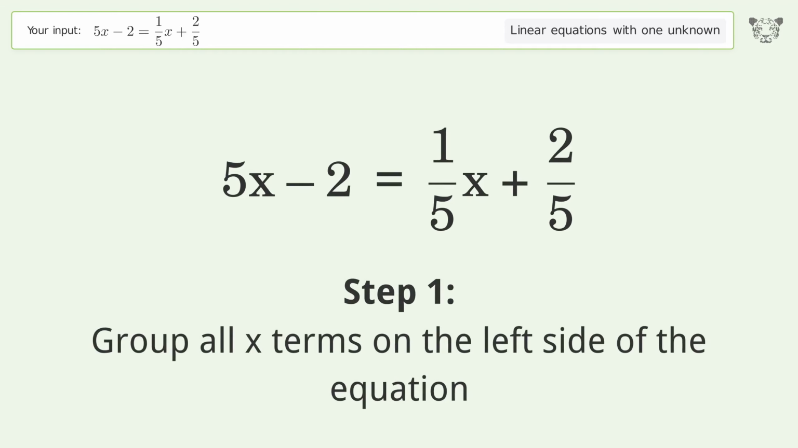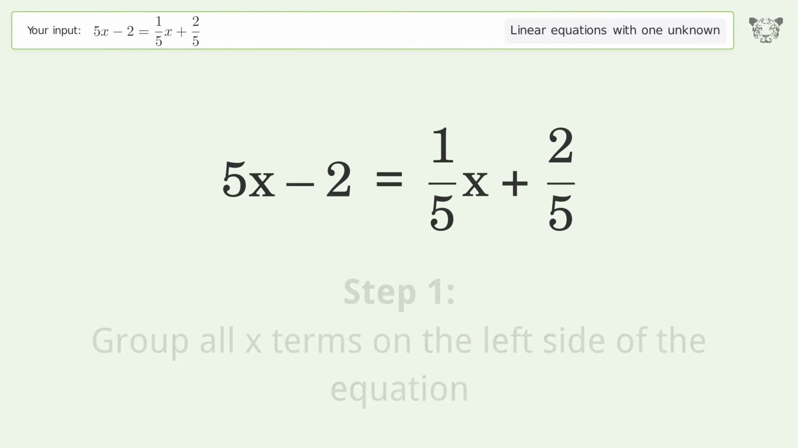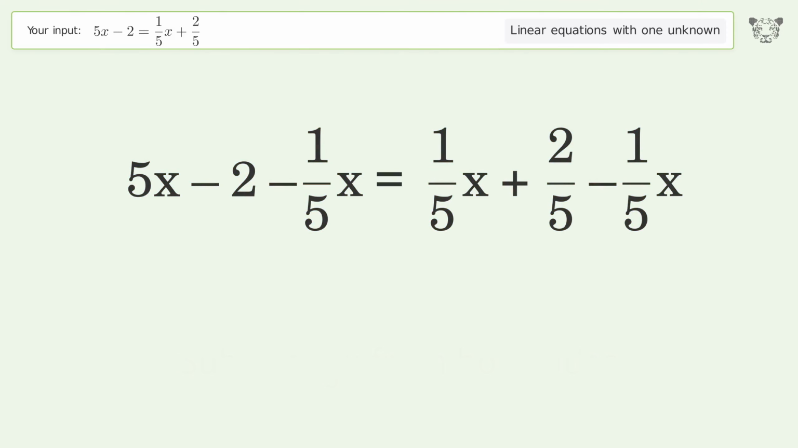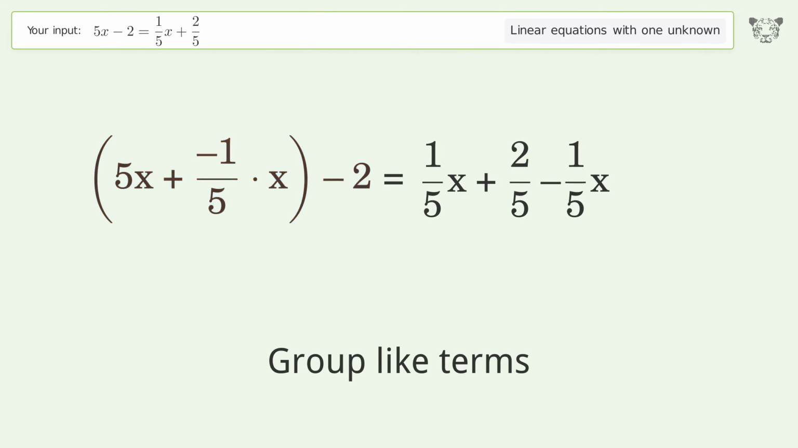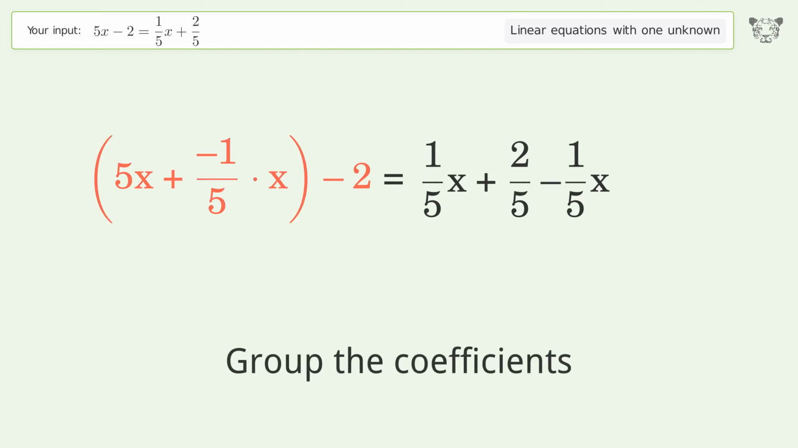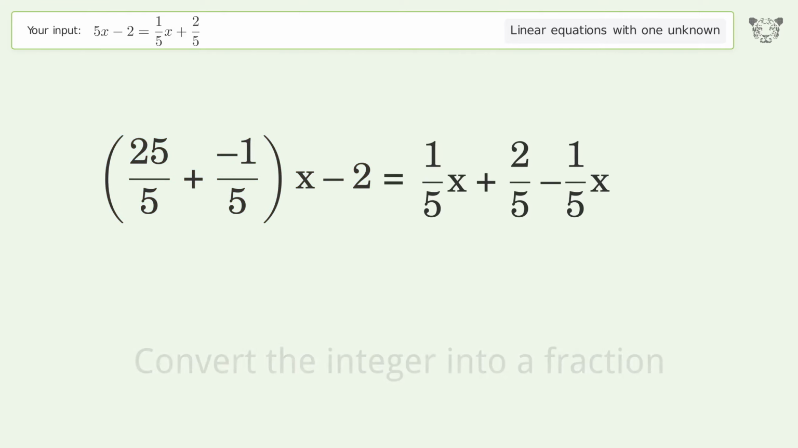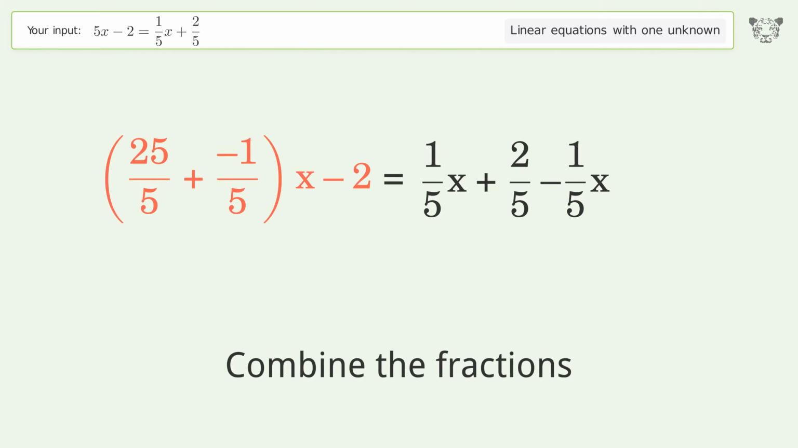Group all x terms on the left side of the equation. Subtract 1 over 5x from both sides. Group like terms. Group the coefficients. Convert the integer into a fraction. Combine the fractions.